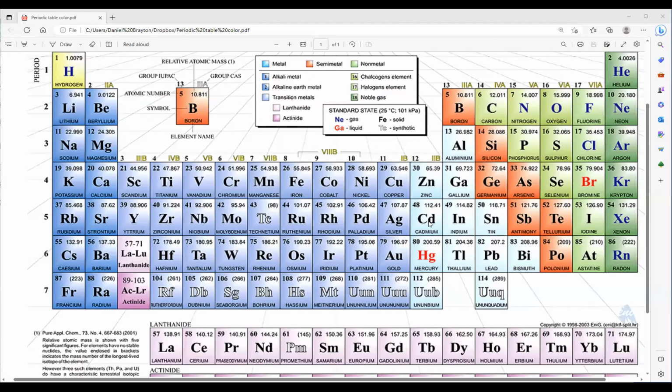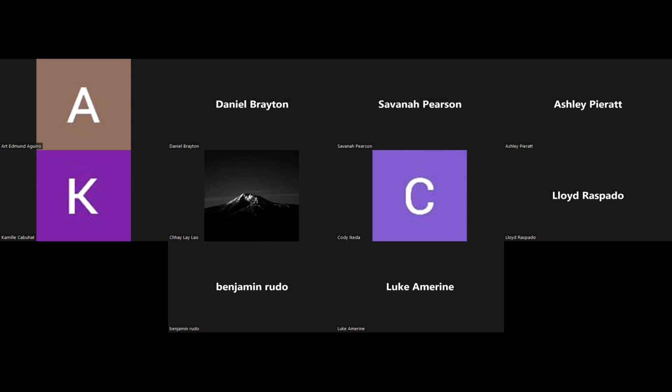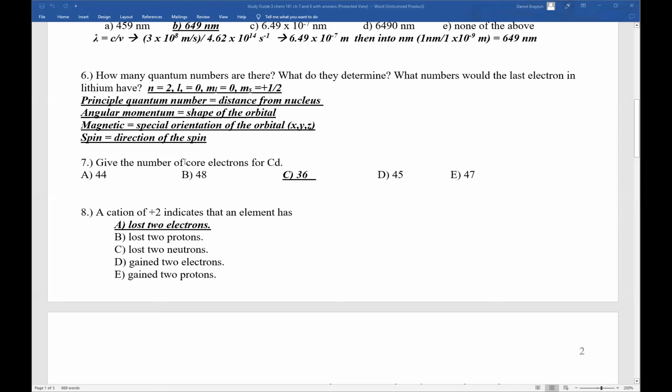Okay, so you come and you find cadmium, it's the 48th element, and the core electrons are the noble gas above it, right? So cadmium here is in our 5th period, so you go up to the 4th period, and it's the noble gas that's over there. That one is krypton. 36 is the number of protons. Now I kind of forget what it even asked us, so let's go back. And it just wanted the number of electrons, which equals the number of protons, so 36.